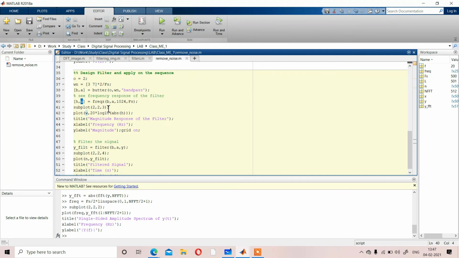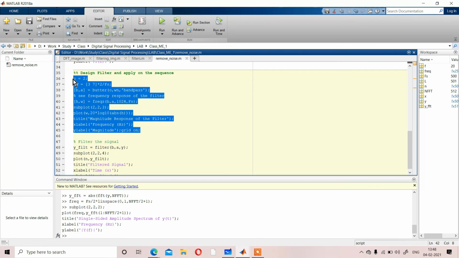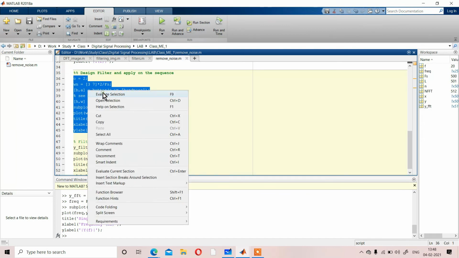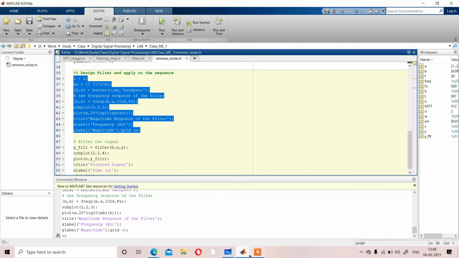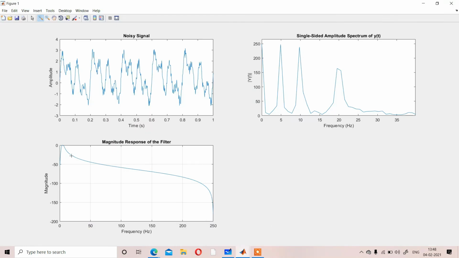Then do the subplot position 3. If you plot W, this is your phase, and if we plot the absolute value of H in dB format, meaning the magnitude, you will get your filter representation like that. So that is your filter.